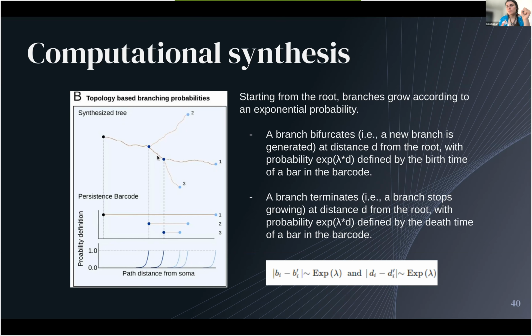Does this clarify a little bit the process? Yeah, thank you.